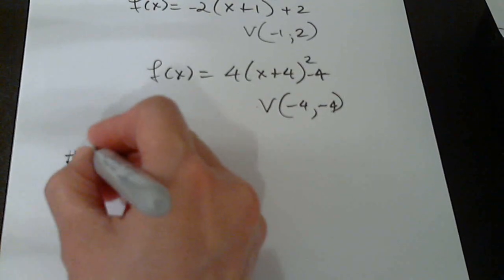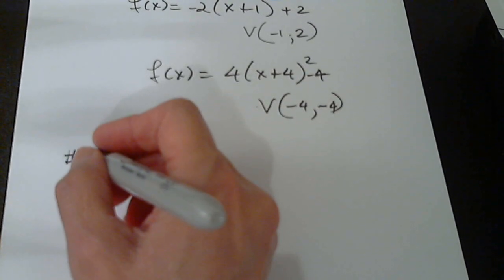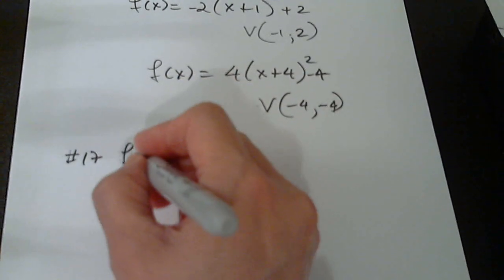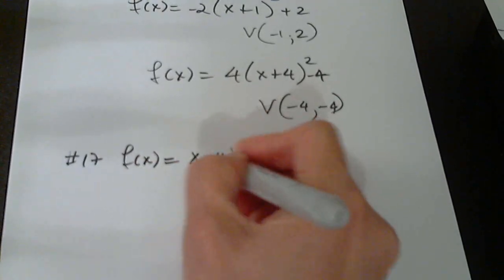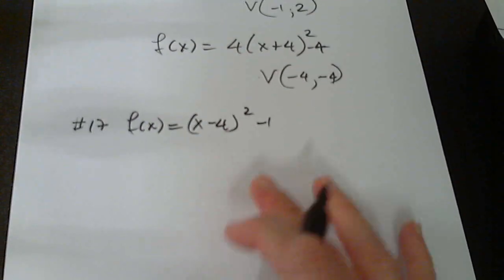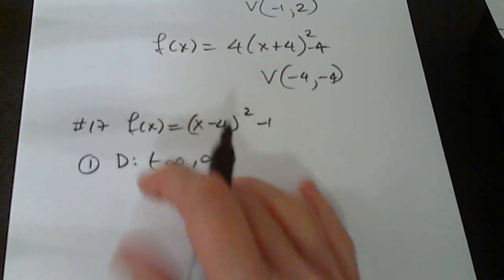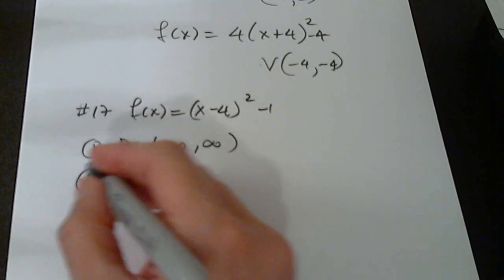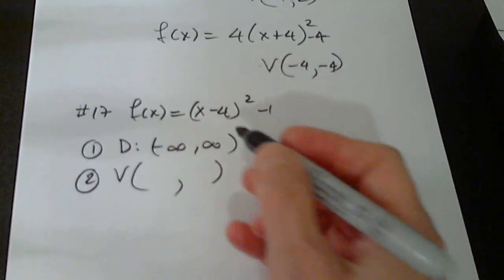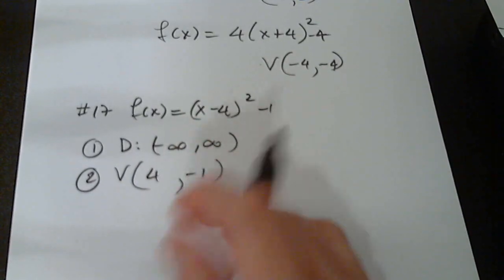I'm going to start again because I want to put everything together. So we have f of x equals (x minus 4) squared minus 1. In number 1, as you know, there is no discussion. Domain is all real numbers. In number 2, you already told me the vertex. It's (4, negative 1). That's done.